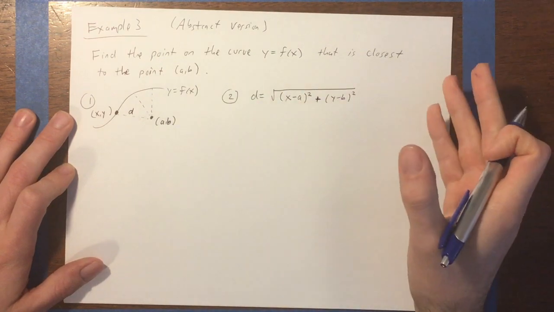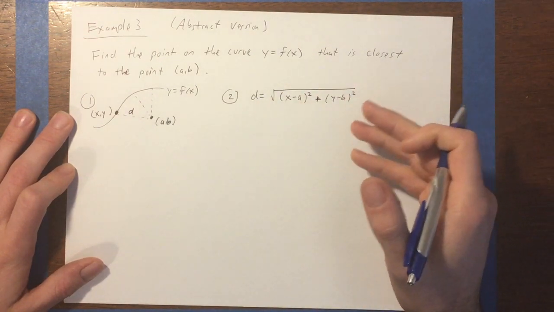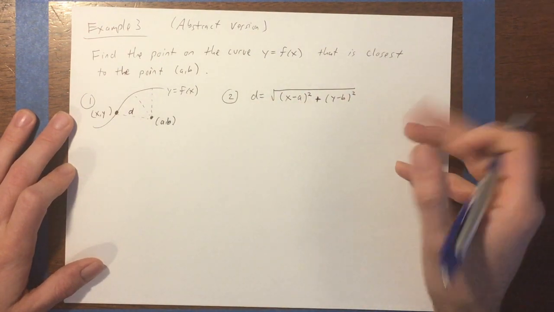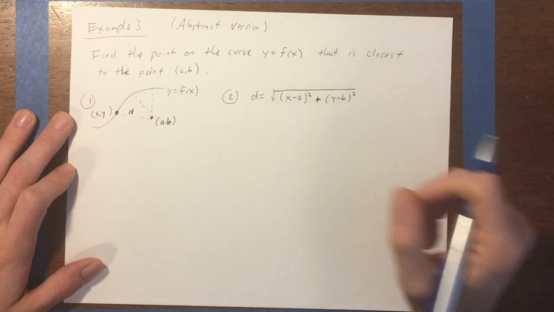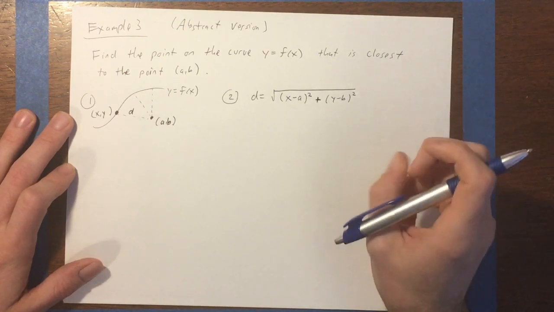And that function is a little bit annoying to differentiate because it's got this big square root over the whole thing. So I'm going to give you a tip.